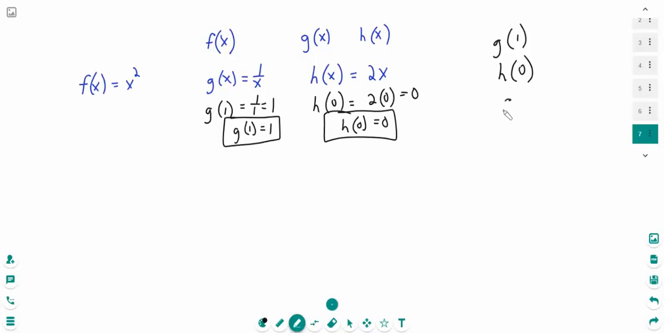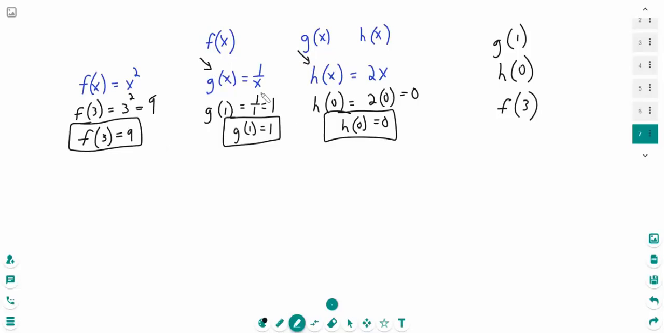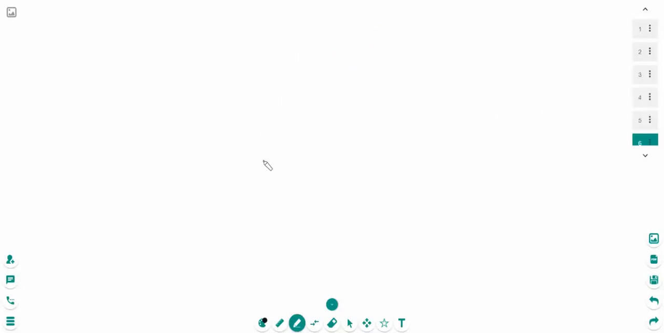And then finally, I might say, what's f of 3? And we go to our f function. F of 3 is equal to 3 squared, which is equal to 9. So f of 3 is equal to 9. All right? So don't get confused when they throw at you a g of x or an h of x. They're exactly the same thing. They're just using a different letter instead of the f. All right? Great. We'll try one last one here.